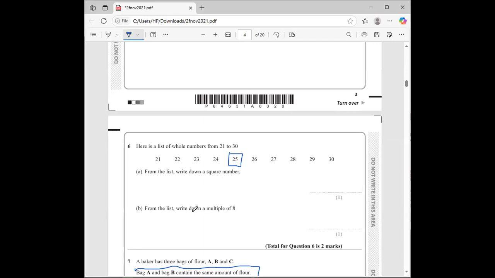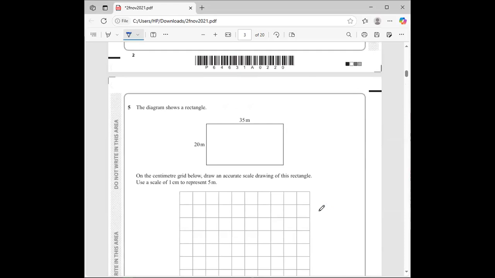So it says from the list, write down a multiple of 8. Which one is a multiple of 8? You would find 24 in the 8 times table. Yes, 24. So 24 is a multiple of 8. Yep. So it's good to go. All right.